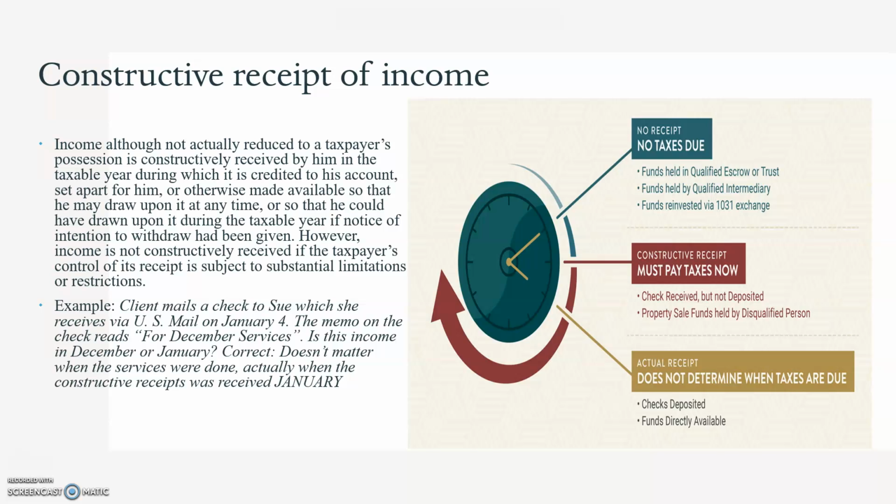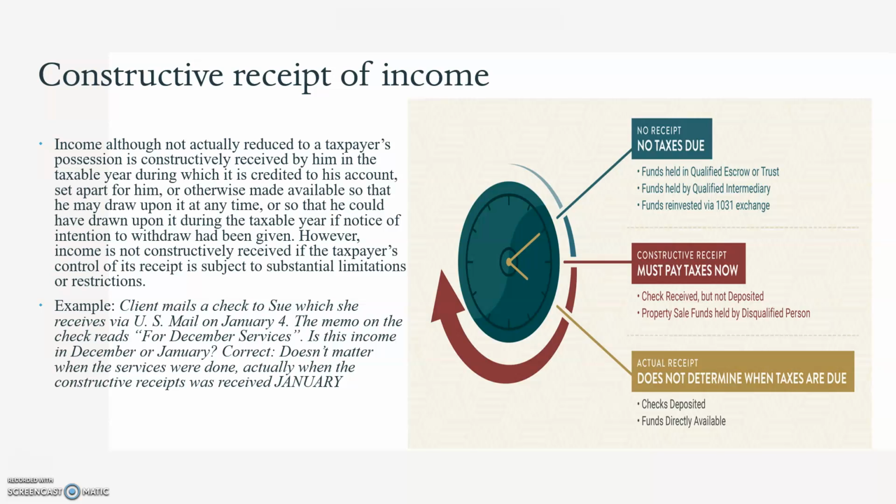What is constructive receipt of income? Income, although not actually reduced to a taxpayer's possession, is constructively received by him in the taxable year during which it is credited to his account, set apart for him, or otherwise made available so that he may draw upon it at any time, or so that he could have drawn upon it during the taxable year if notice of intention to withdraw had been given. However, income is not constructively received if the taxpayer's control of its receipt is subject to substantial limitations or restrictions.